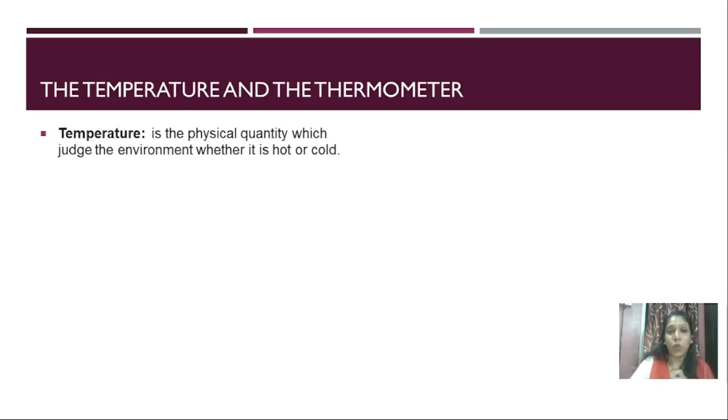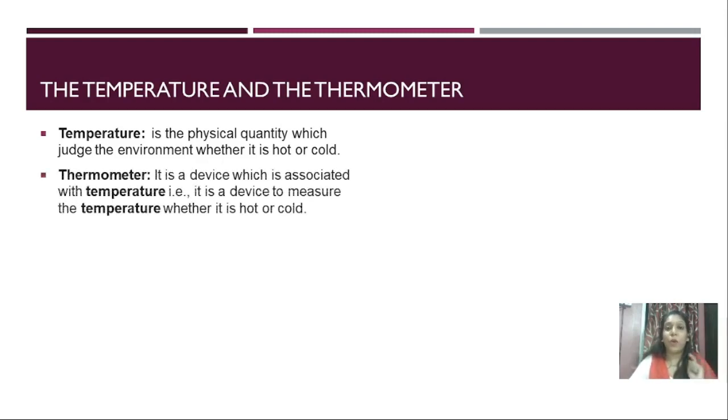Temperature is the physical quantity which judges the environment, whether it is hot or cold. In the summers, for the entire day it's very hot. But you also realize when it starts becoming evening, it starts cooling down, the temperature starts dropping. Correct? So that's a physical quantity. You can judge from the environment if it is cold or hot. A thermometer is a device which is associated with the temperature. That is, it is a device to measure the temperature, whether it is hot or cold.